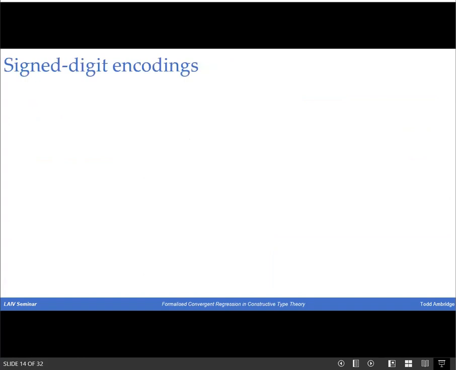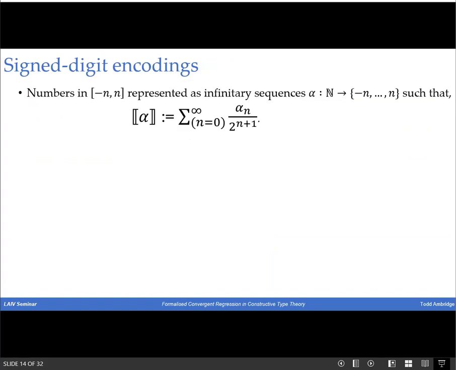But I'm interested in one particular class of representations in this paper, and that's the family of types for signed digit encodings. Signed digit encodings allow numbers in compact intervals to be represented as infinitary sequences of discrete types. I'll explain that a little more in a bit. So this is a general view of that: a compact interval from minus n to n is represented as infinitary sequences of this type, from the naturals to a certain number of integers, and then the real number represented is this infinite sum.